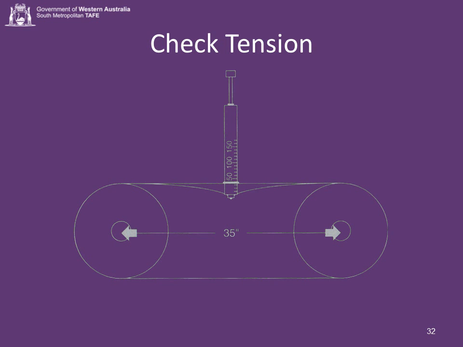When you replace a belt, always check the tension immediately after installation. Then check the tension again after 24 hours of operation. You can check the belt tension using a belt tension gauge. Always check the manufacturer's information to set belt tension.